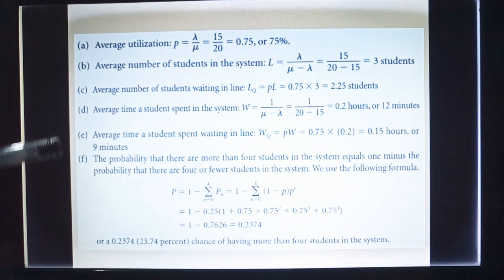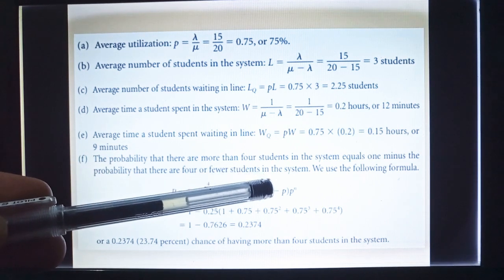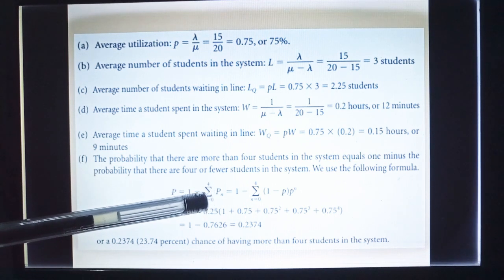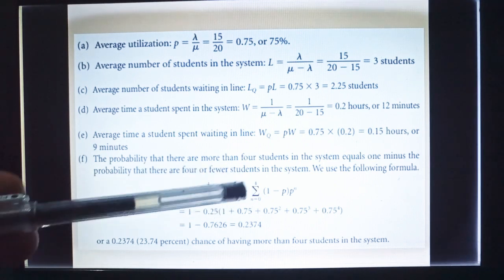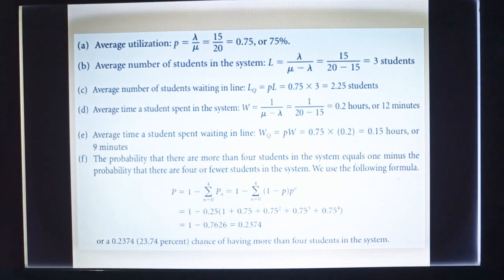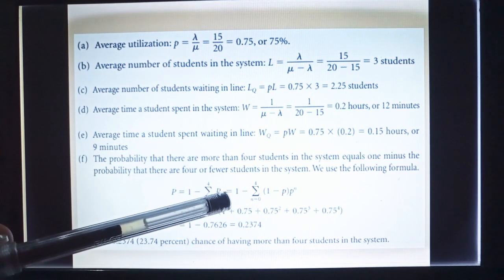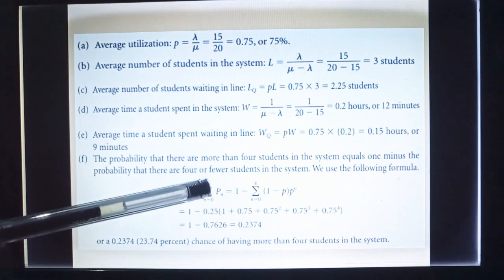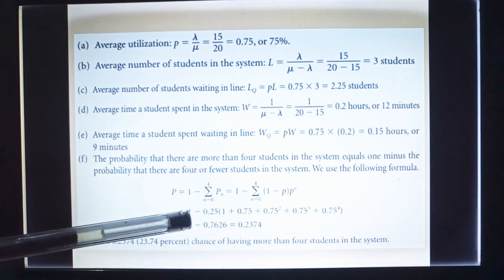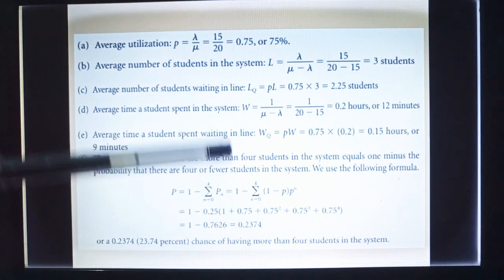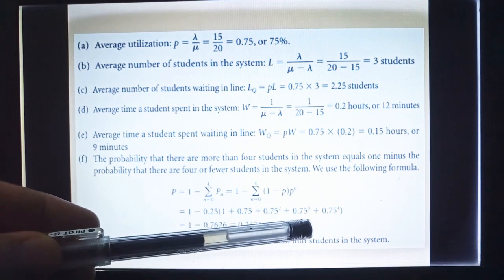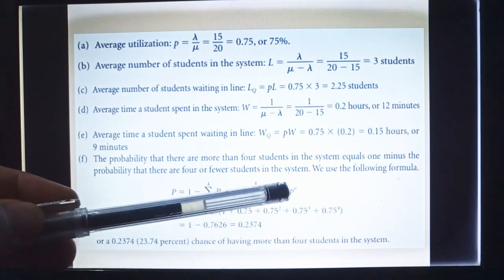And then the probability that there are more than 4 students in the system equals 1 minus the probability that there are 4 or fewer students in the system. We use the following formula. So 1 minus the sum of the probability of n, wherein n is from 0 to 4. So we have 1 minus 0.25 times 1 plus 0.75 plus 0.75 squared plus 0.75 cubed plus 0.75 raised to 4. This is the formula.